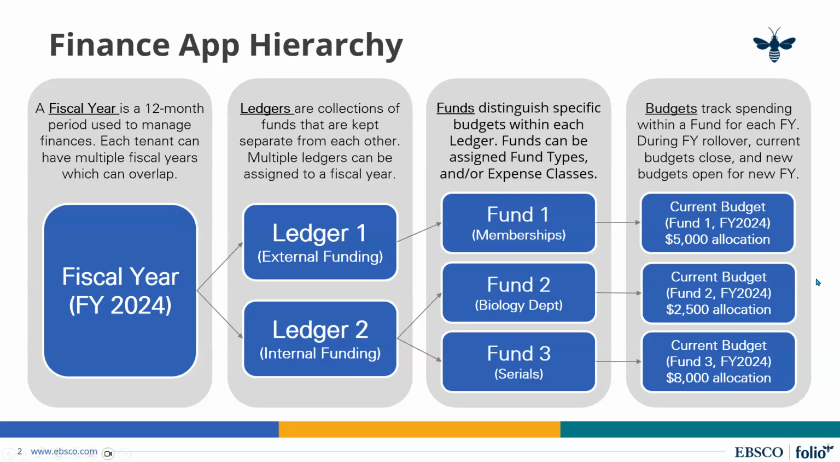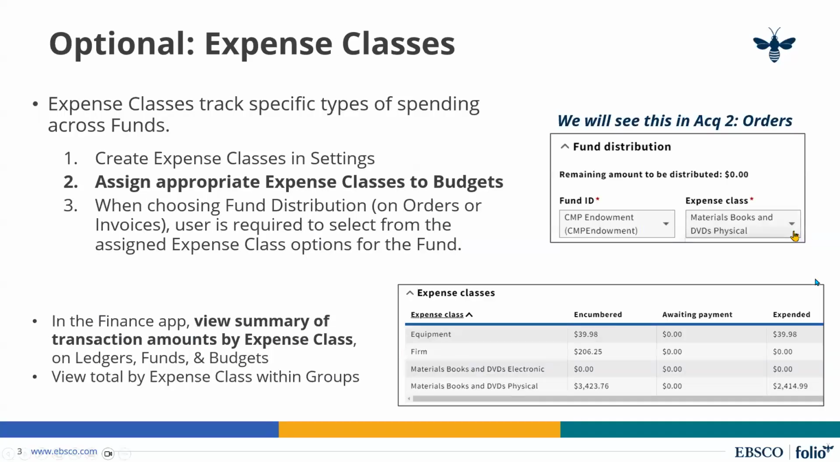Very quickly, I just wanted to go through this slide and then we'll head into the live demo. It is optional, but Folio does allow you to also track expense classes within each of the funds. Expense classes are there so that you can track in more detail. For example, for each of the funds you want to know how much of that fund you have spent towards your equipment, or how much of them were your firm orders, or how much of them were your materials, books and DVD, electronic versus physical.